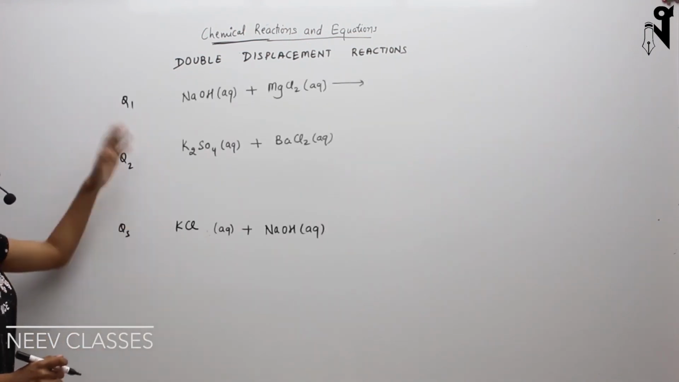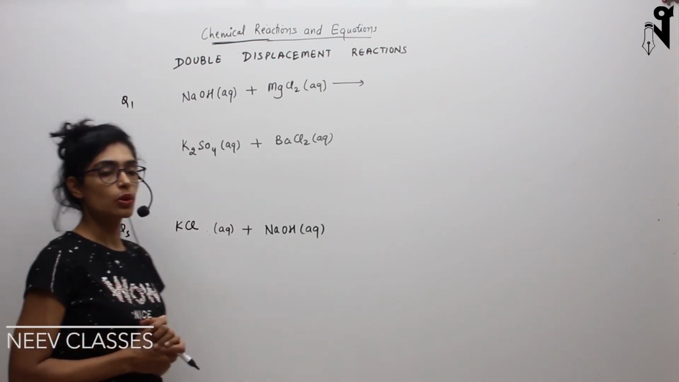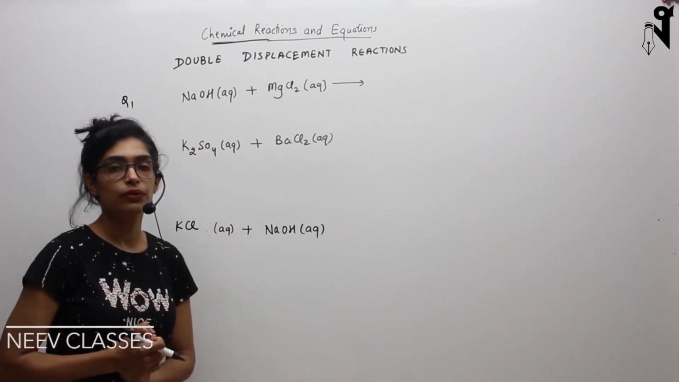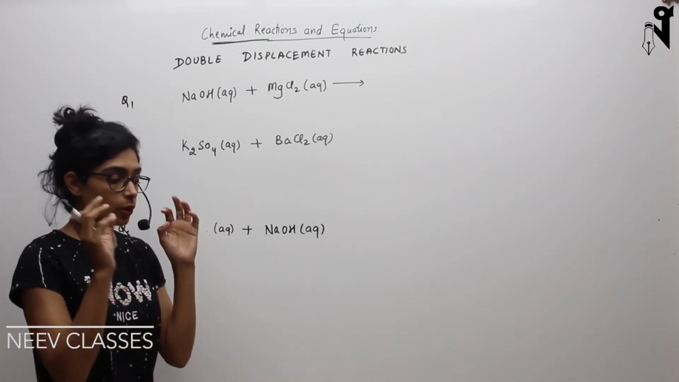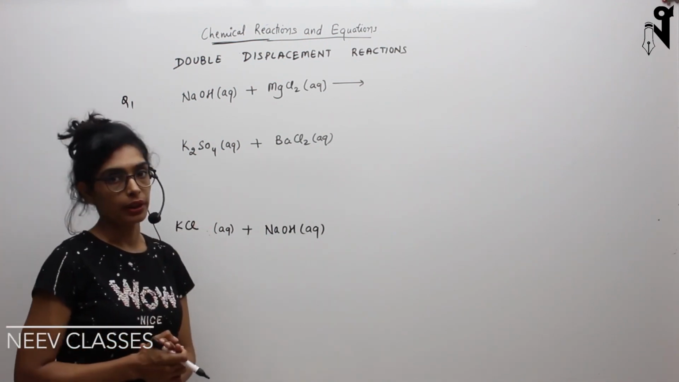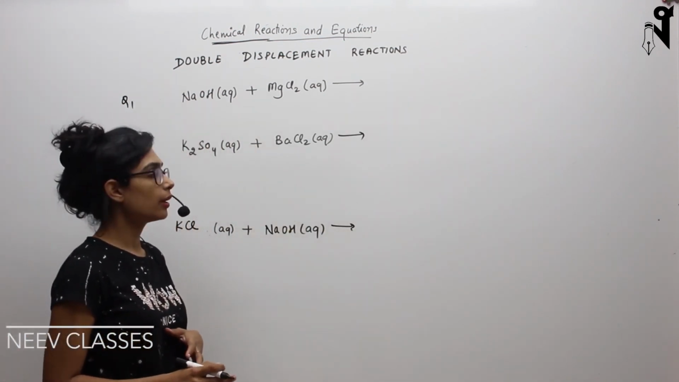So now try out these three questions, see whether the reactions are possible or not, whether the double displacement reaction is possible or not. You already have a list of compounds which are insoluble and what all can form precipitate. Look at them and then write the answers accordingly. So now let's quickly discuss. I hope you must have done this by now.